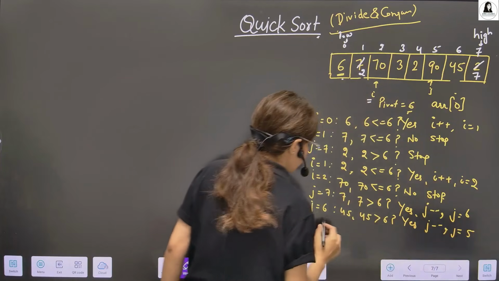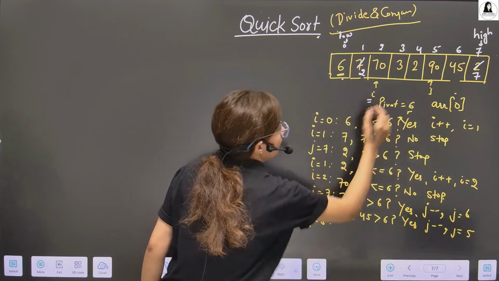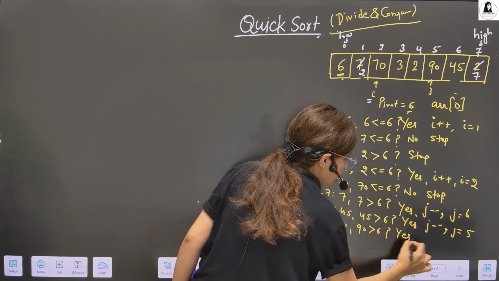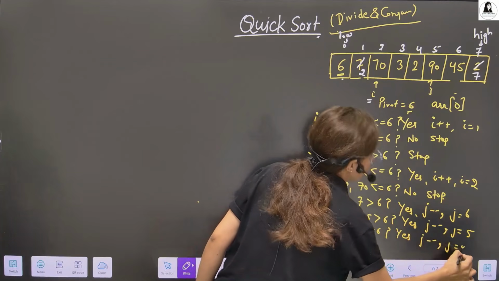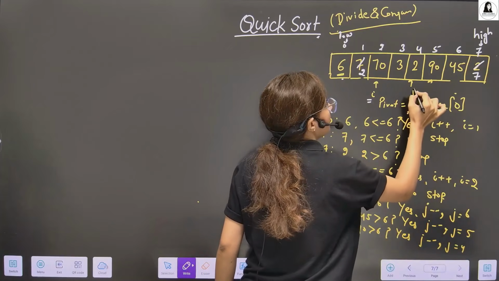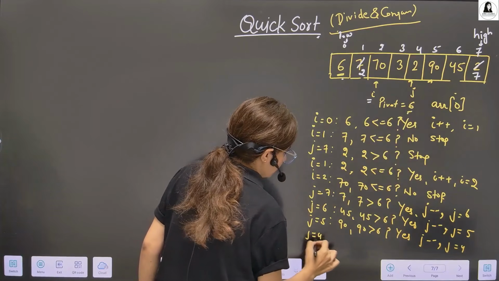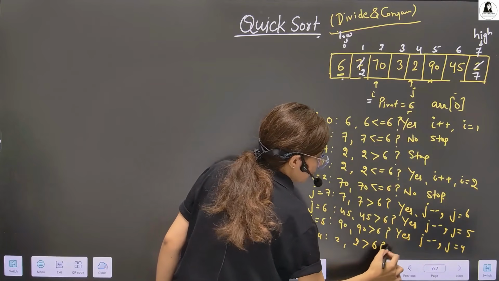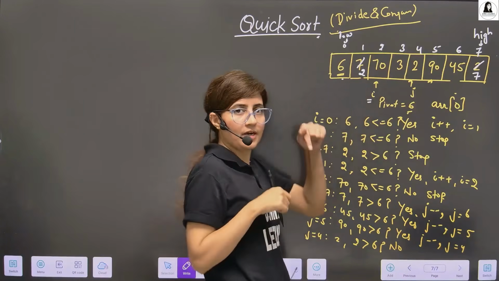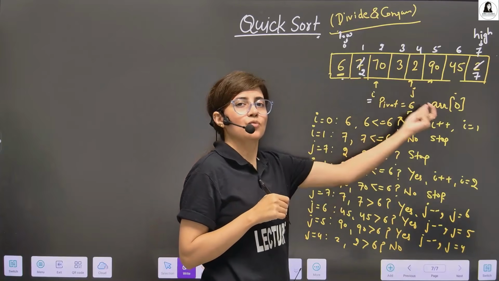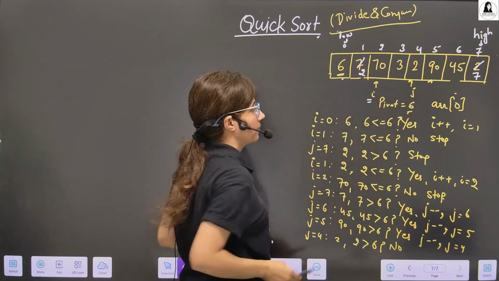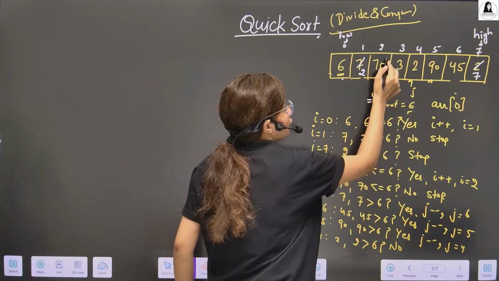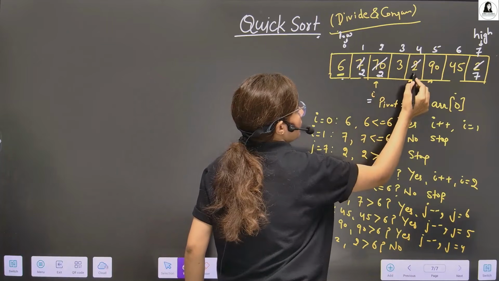Now j is 5. At j equal to 5 we have 90. Is 90 greater than 6? Yes. Again move, j minus minus. So j becomes 4. So now j is here. Now j is at the fourth index. At 4 I have 2. Is 2 greater than 6? No. This is the first element you get at this time which is less than 6. So stop. Now j is here. Now what do we do? Same swap. Swap this with this. So here we have again 2. Here we have 70.